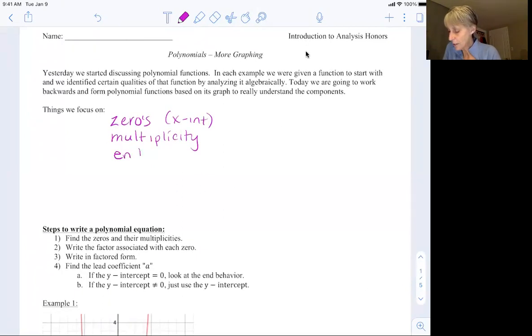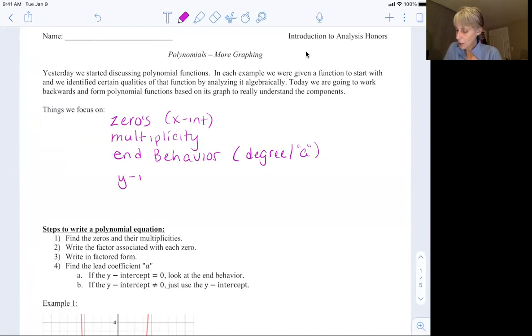Our end behavior. Our end behavior is what happens at the end. When it's even and positive, it stays together and goes up. Even and negative, down. Odd, positive, odd, negative. So remember, with the end behavior, it's the degree of the function and our lead coefficient, or our a value.